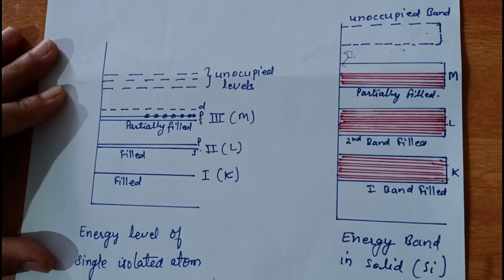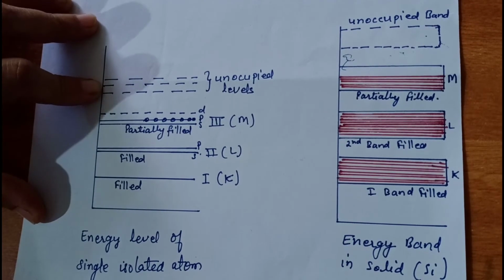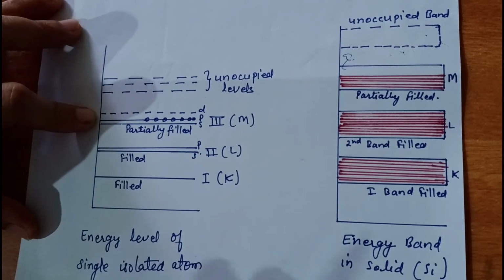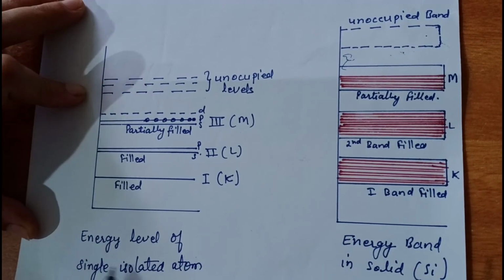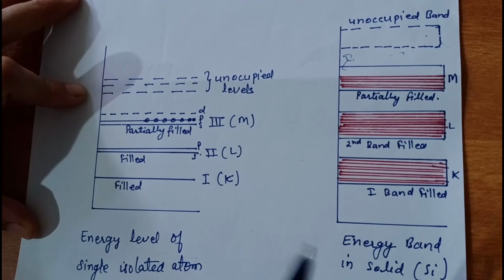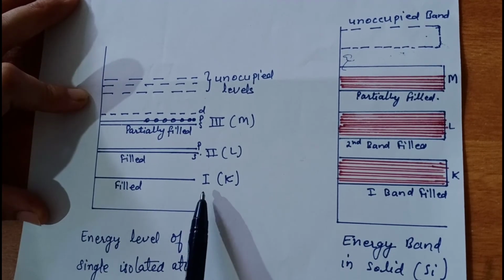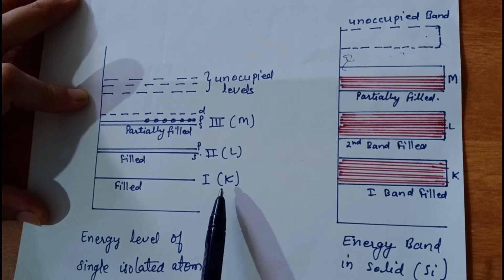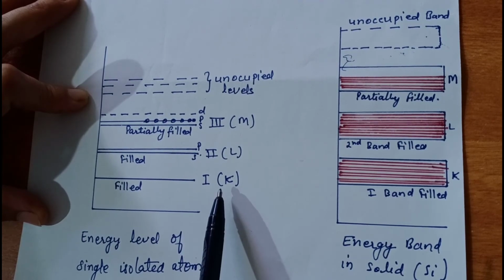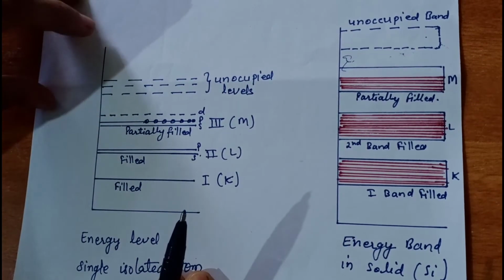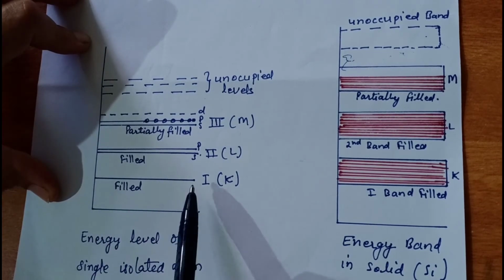Now we will see the energy levels. This diagram is the energy level of a single isolated atom. This is the first shell corresponding to the K level, or the first orbit. Because this is completely filled, it is shown by a solid line.